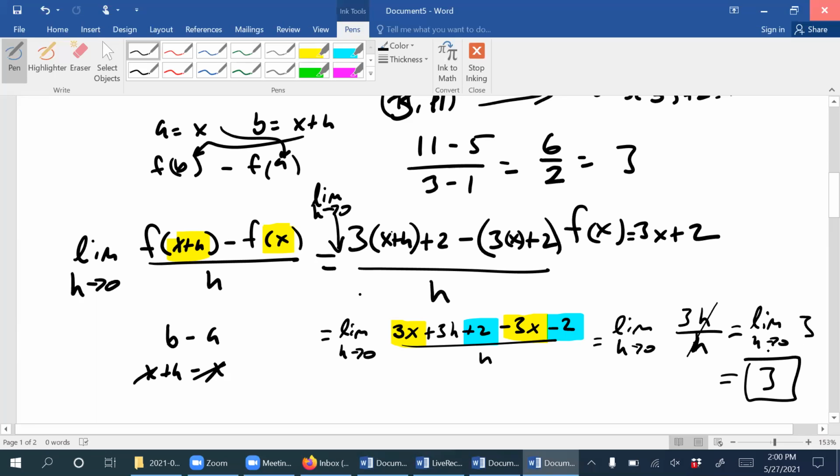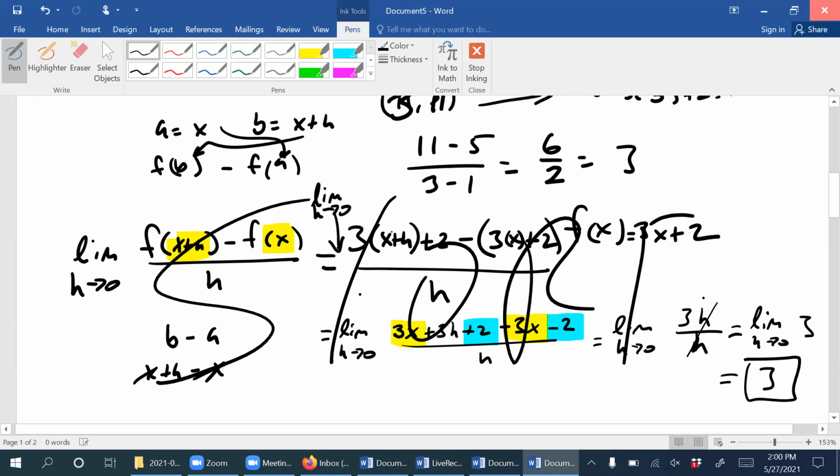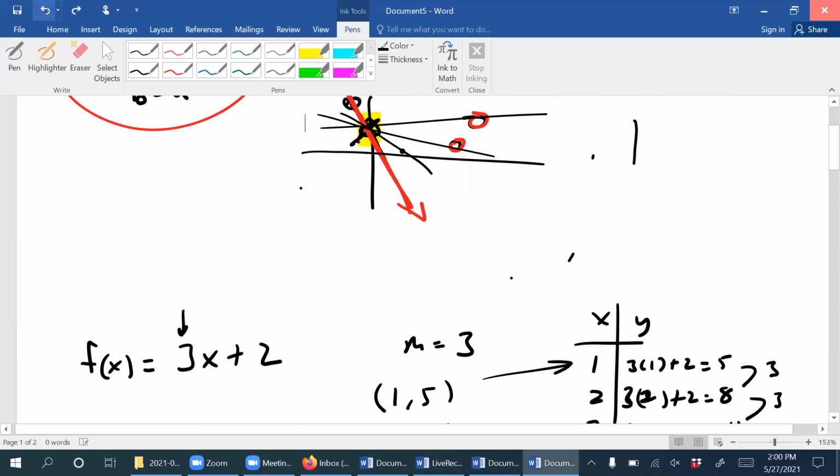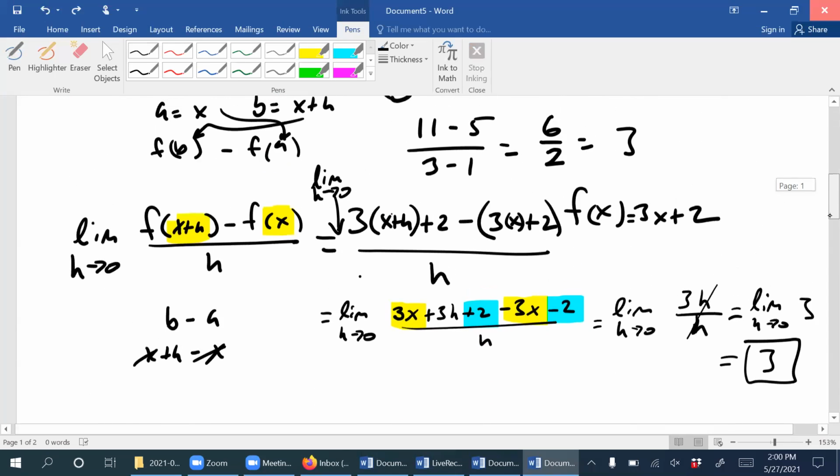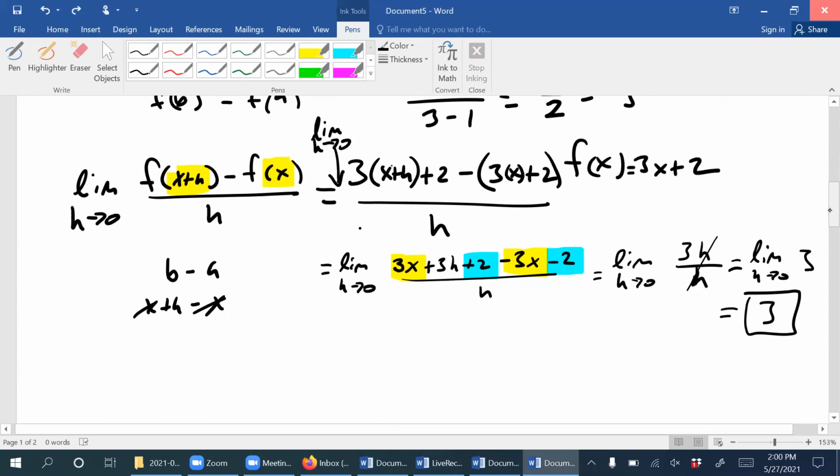What does 3 mean? 3 is the slope. Okay, that looks terrible, but that's the slope. 3 is our slope. And we came up with the answer. 3 is the slope regardless of what situation we're in, no matter how far h is.